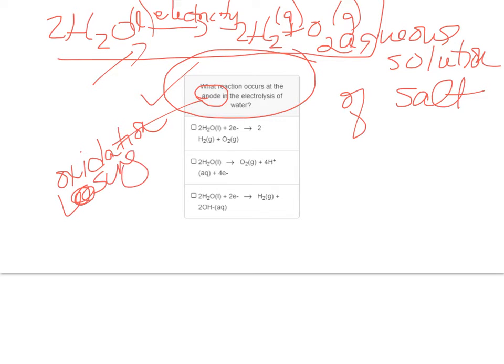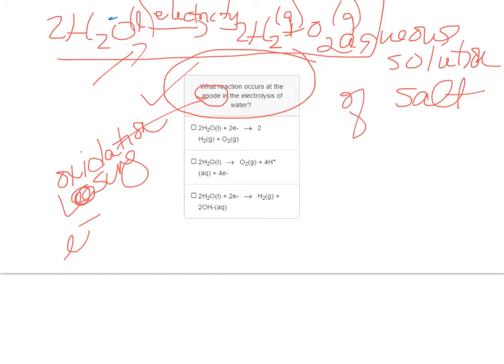So we have to find out which of the atoms in water is losing electrons. You can either look at the two half reactions for water that are in the standard reduction table and find which one is oxidation, which one is reduction, or you can figure it out as always by assigning oxidation numbers. So I'm going to assign oxidation numbers.